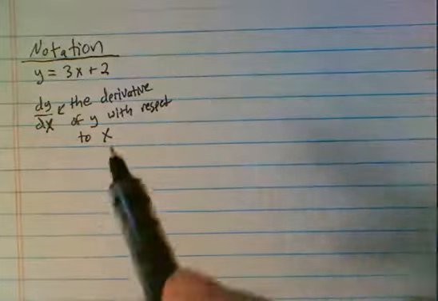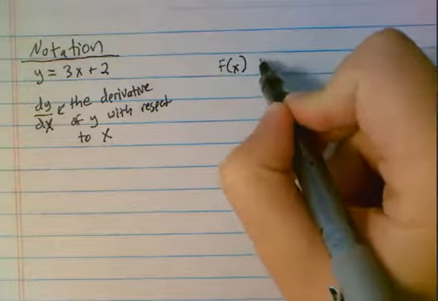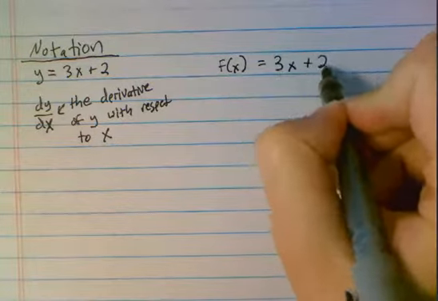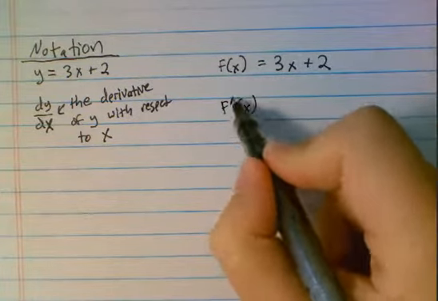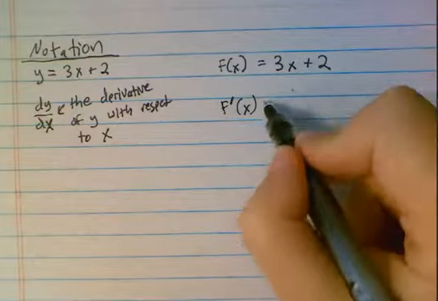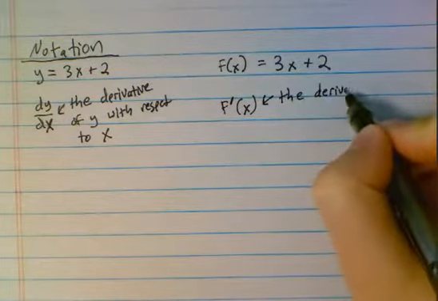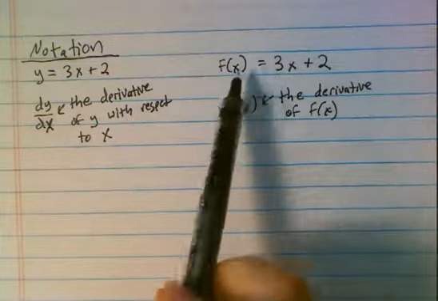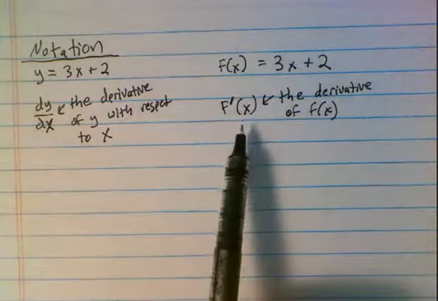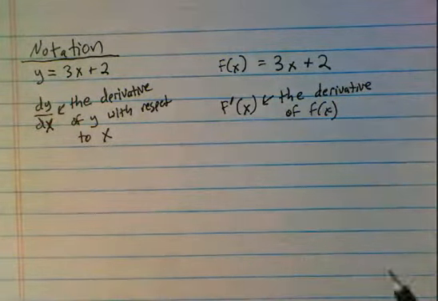There's another way to say basically that exact same thing. Let's say that we have some equation f of x equals 3x plus 2. F prime of x, that little symbol is called a prime, just means the derivative of f of x. These two things are saying exactly the same thing, and our final answer will both be this equals whatever, this equals whatever that derivative ends up being.